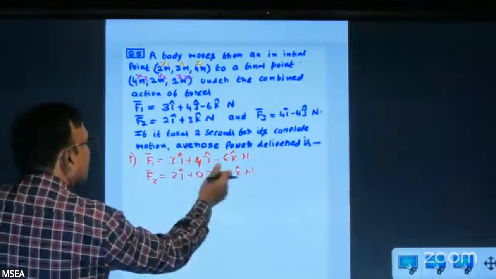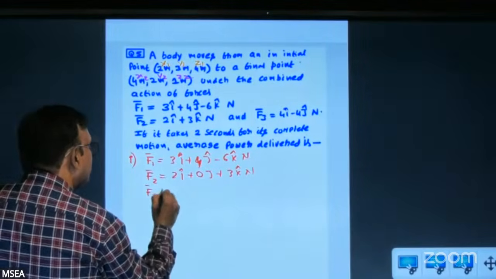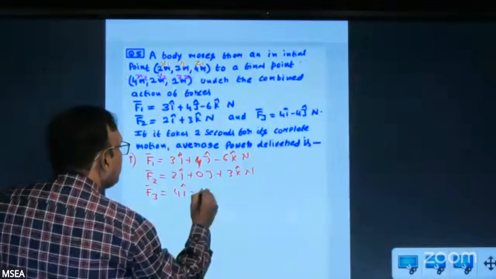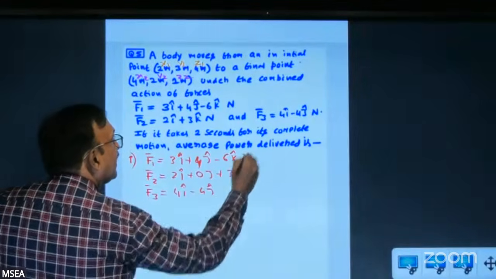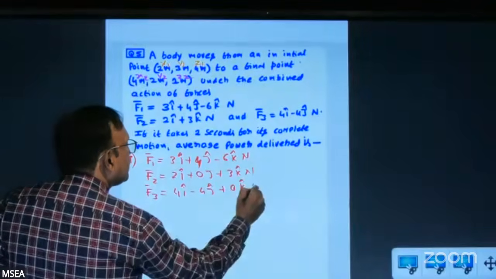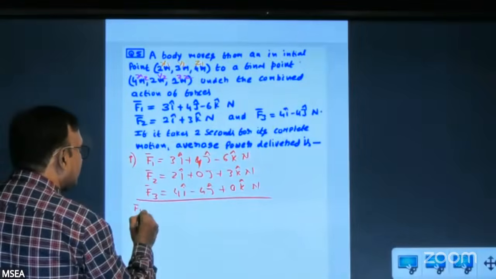So the only thing is, make a note that you have to write 0J. Of course, you definitely know it. What is the third force there? So this is 4I minus 4J. And here, there is no K term, 0K Newton. Now you will be calculating the net force there.